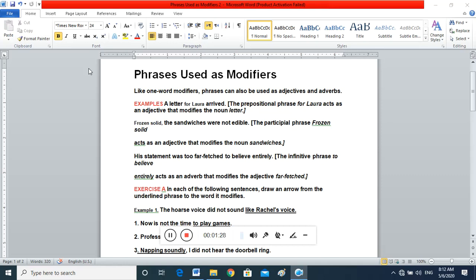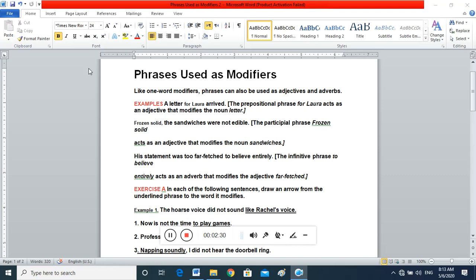Frozen solid. The sandwiches were not edible. Here, frozen solid is a phrase, a participle phrase. This participle phrase, frozen solid, acts as an adjective. It modifies the word sandwiches, a noun, so it's an adjective. His statement was too far-fetched to believe entirely. We have an infinitive phrase here, to believe entirely. This phrase acts as an adverb because it modifies the word far-fetched. It modifies the adjective.